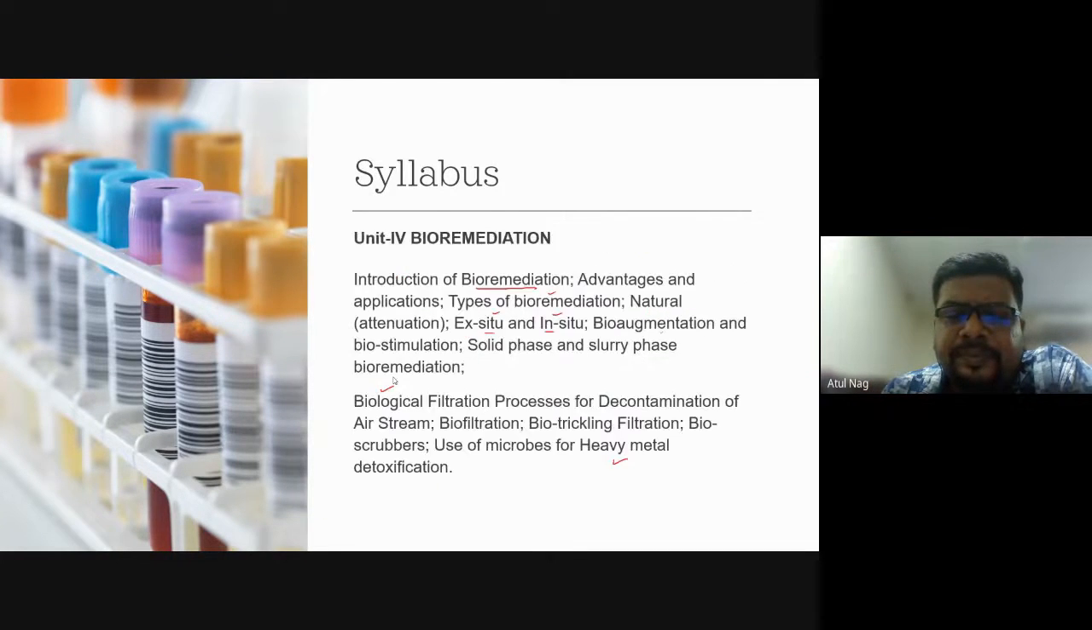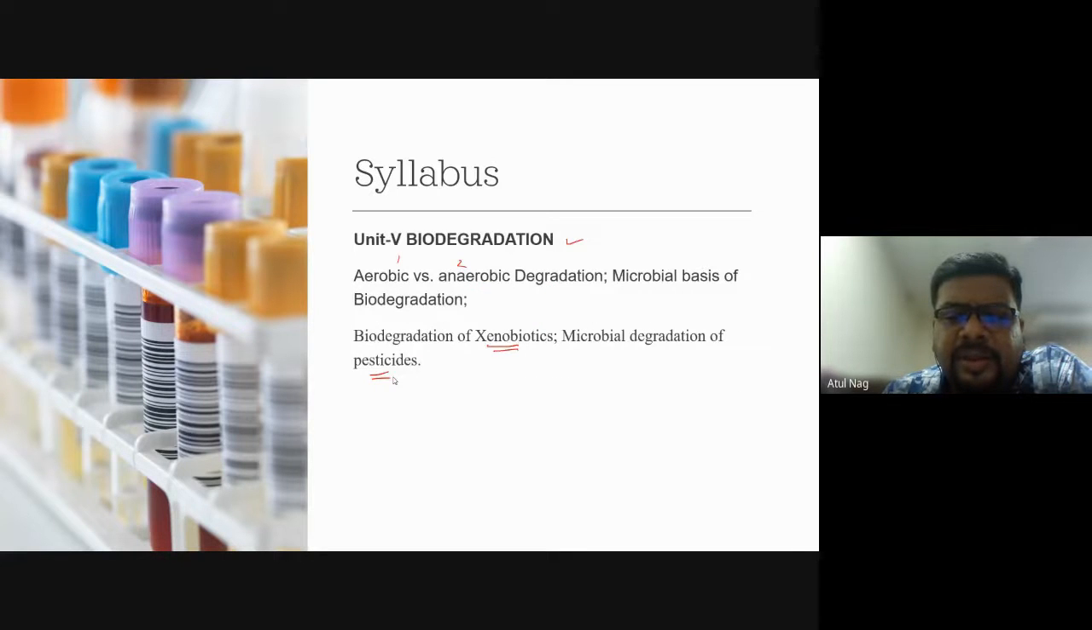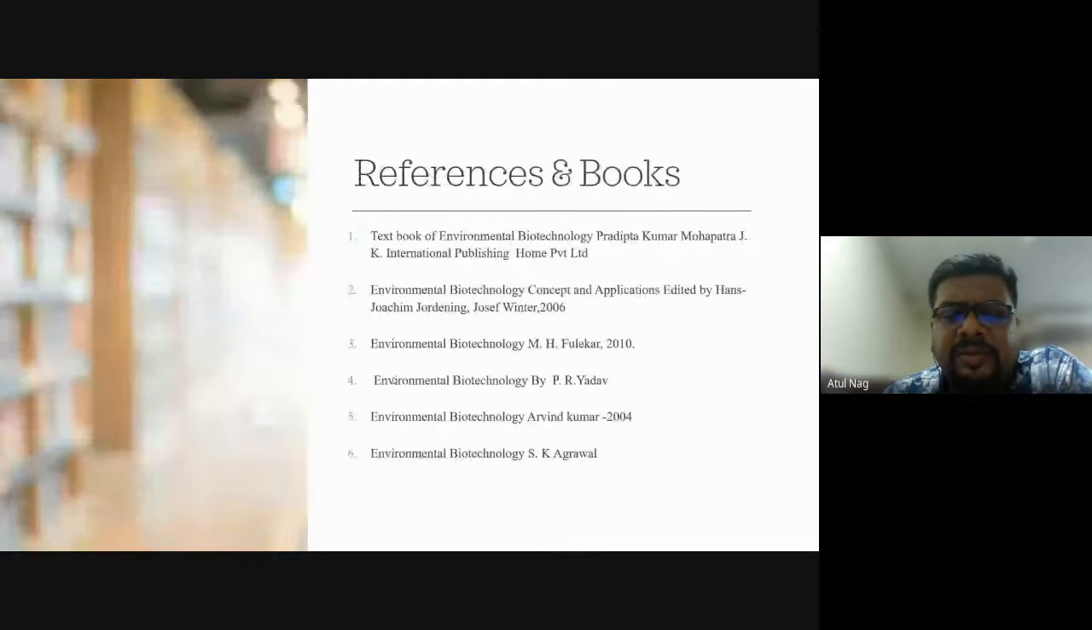Before I go any further, since the name of this class is environmental biotechnology, we need to know why we need this particular environmental biotechnology. Okay, before we go further, these are the references and books.